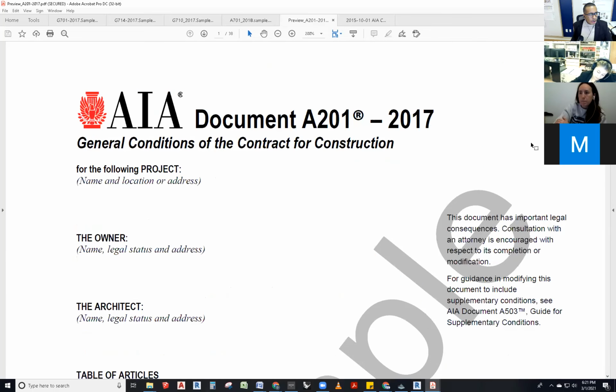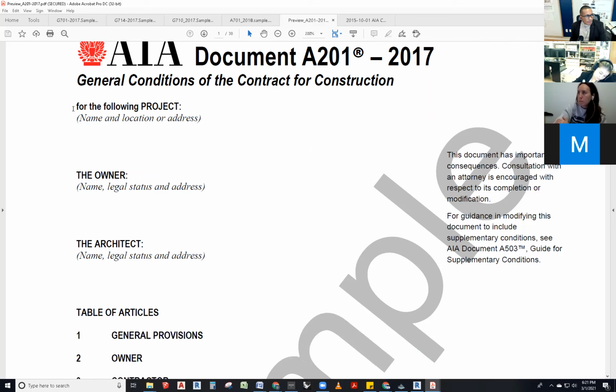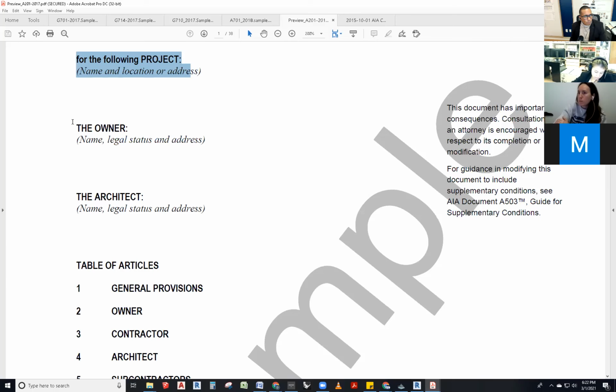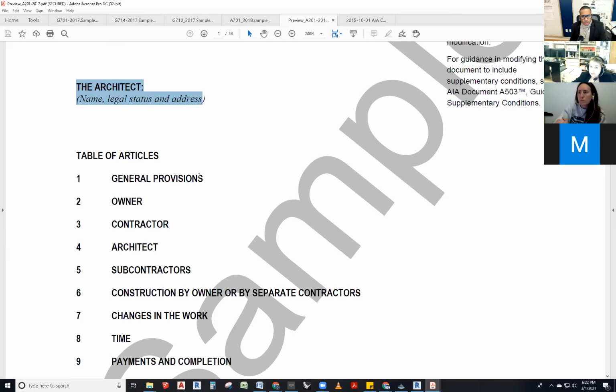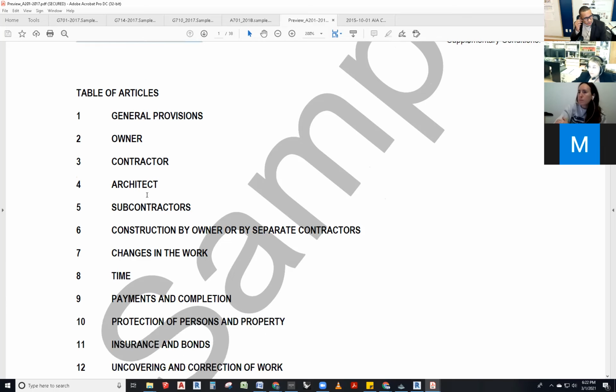That being said, let's get started. So document A201 2017, general conditions of the contract for construction, establishes right here what the name of the project is, address, location, who the owner is or legal entity, who the architect is, and it goes right into the table of articles, just like any other of the AIA contracts that we have. The table of articles says general provisions, who the owner is. There's an article for the owner itself so that we define that entity very well.